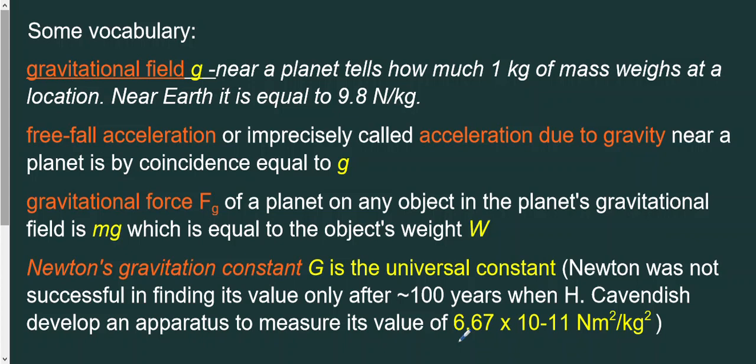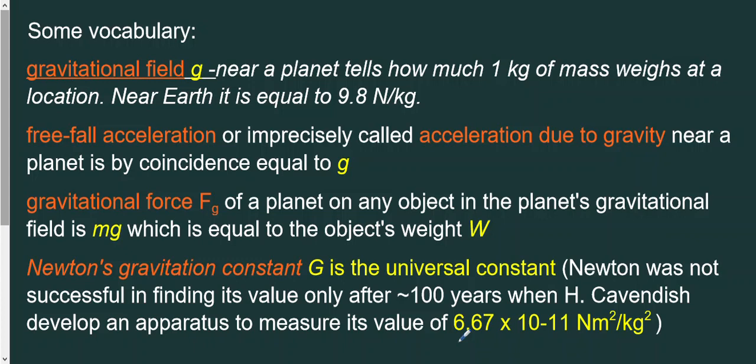So far, we have investigated examples of circular motion on or near the surface of the Earth. Did some labs as well. Here are a few vocabulary terms that we will encounter as we talk about circular motion involving planets, satellites, and the moon. We have a gravitational field, which is lowercase g, coincidentally the same as the free fall acceleration value of 9.8 meters per second squared, or 9.8 newtons per kilogram.